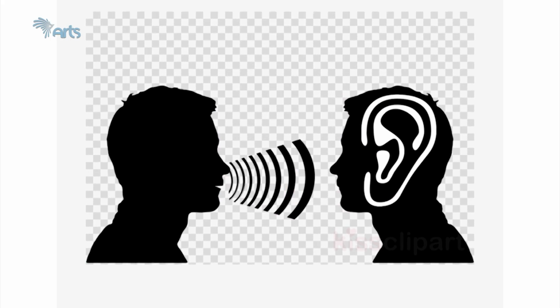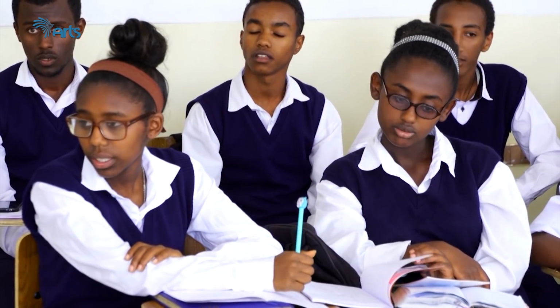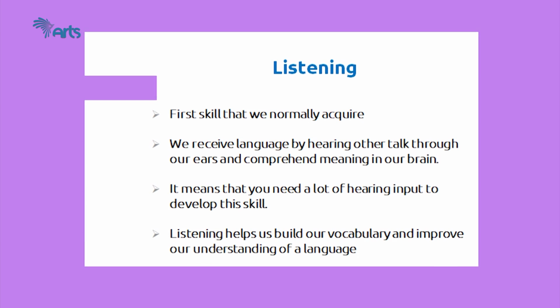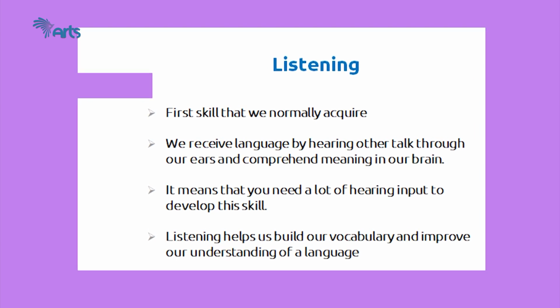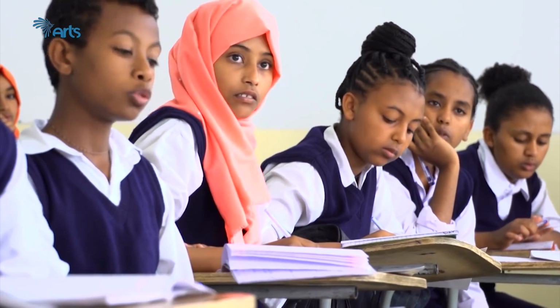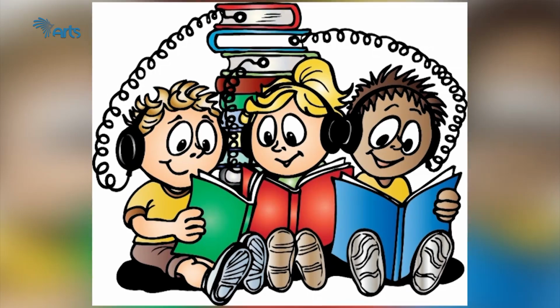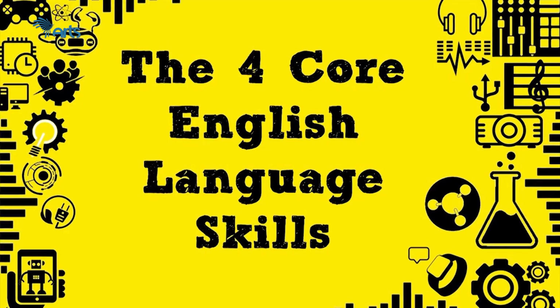Let's look at the listening skill. This is the first skill that we normally acquire, including in our native language. We receive language by hearing others talk through our ears and comprehend meaning in our brain. It means that you need a lot of hearing input to develop this skill. Listening helps us build our vocabulary and improve our understanding of a language.